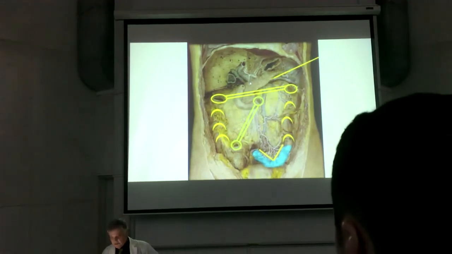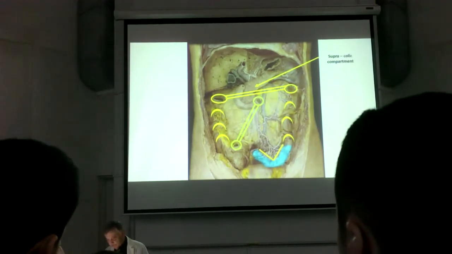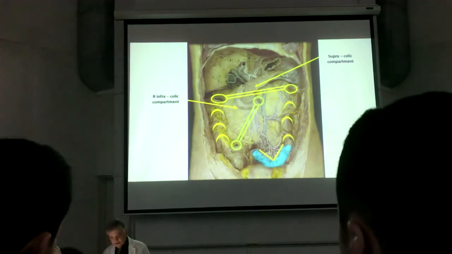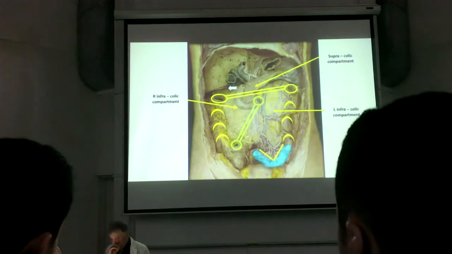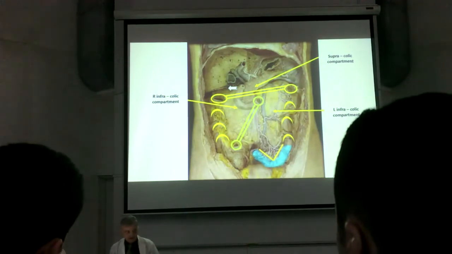where is the fluid going? This is the pancreas, and this is the root of mesocolon. This is supracolic, this is right infracolic, and this is left infracolic compartment. Now, fluid, for some reason, in the supracolic compartment. Now, I need this fluid to come to the pelvis so that I can take it out. It's easier to take it from structures lower down in the pelvic cavity.